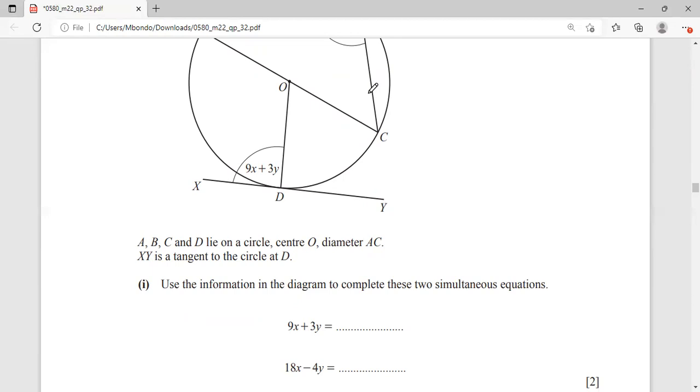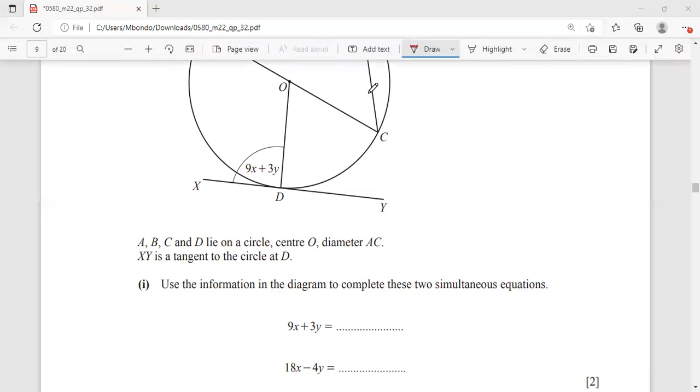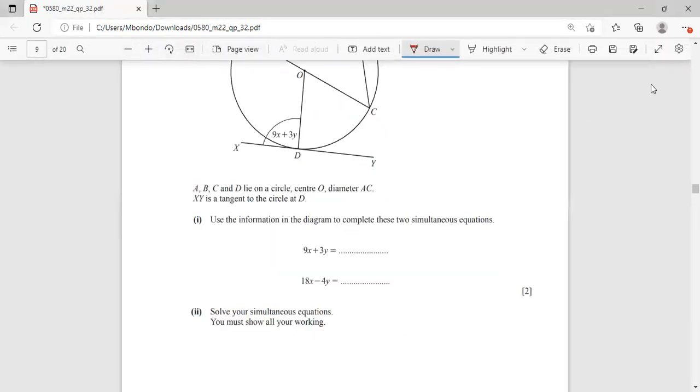Then now we go further and say X, Y is a tangent to the circle at D. You know what a tangent is, isn't it? Then now use the information in the diagram to complete these two simultaneous equations. All right. So now you need to understand this. I hope you're able to see the, or maybe let me try to reduce it a bit. Okay.